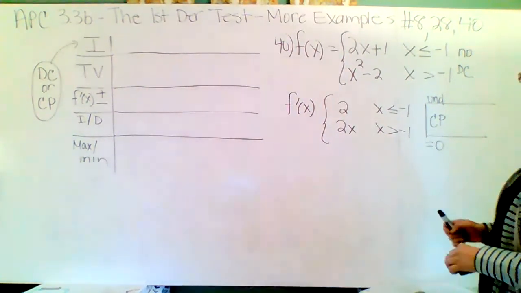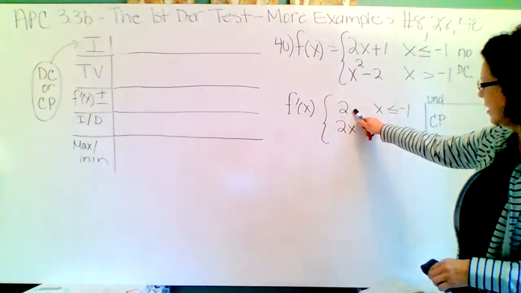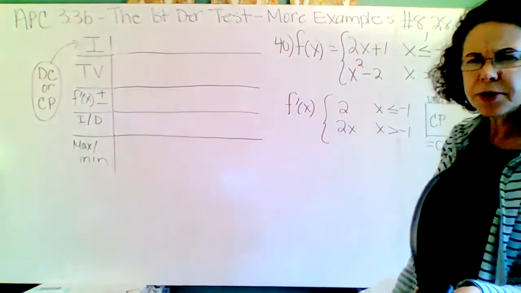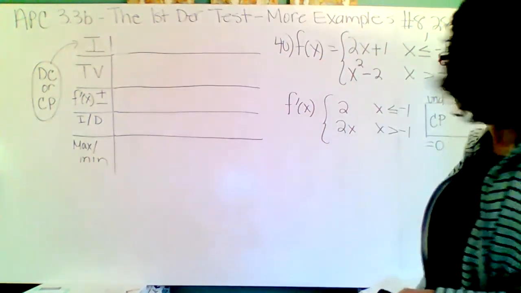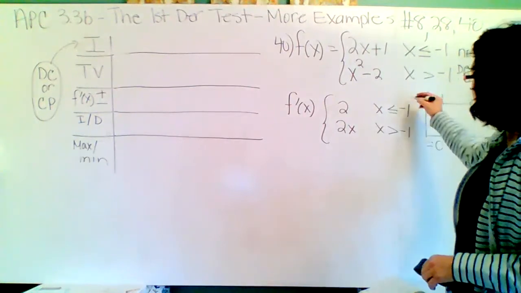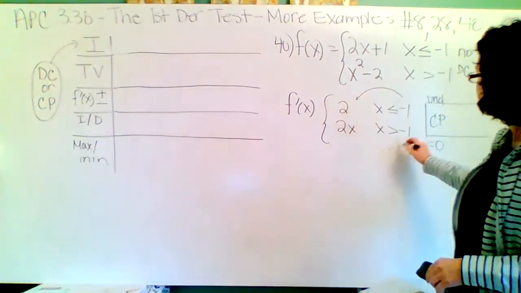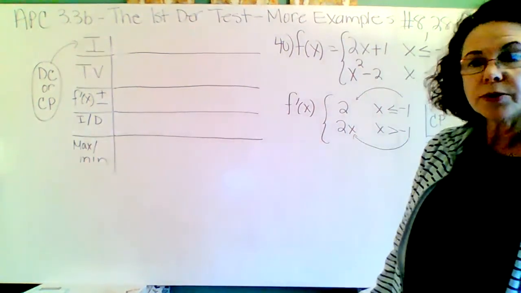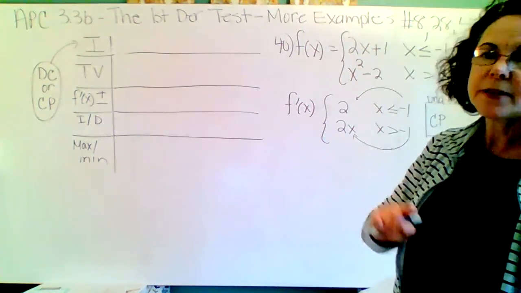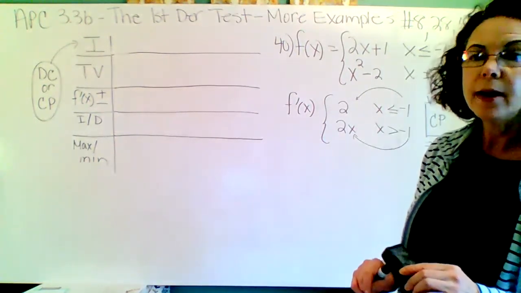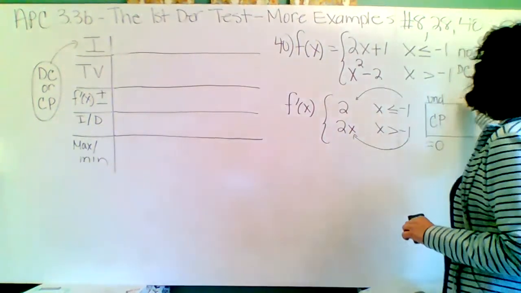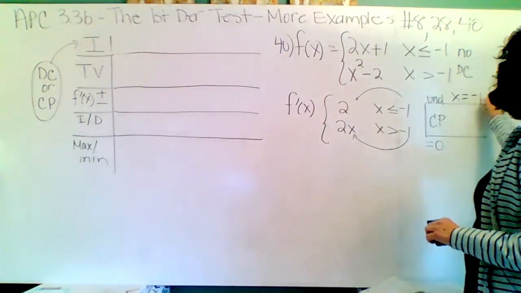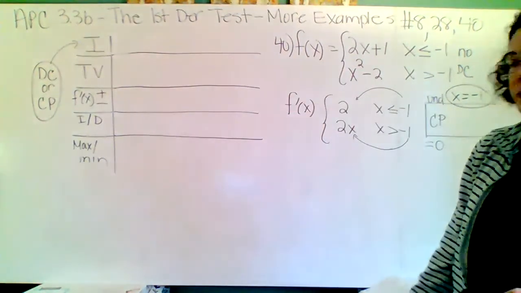First of all, this derivative 2 is always defined, and this derivative 2x is defined for any x. So the only place where the derivative might be undefined is where they meet at -1. When you put a -1 into this derivative, you get a 2 out. When you put a -1 into this derivative, you get a -2. In other words, the derivative is not the same from the left and the right of x equals -1. One derivative is 2 and one is -2. So the derivative is undefined at x equals -1. Let's circle that. That'll go in our interval.